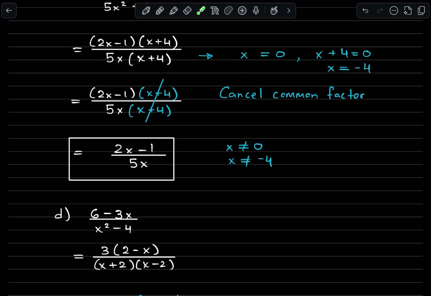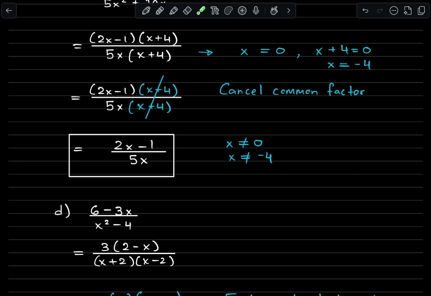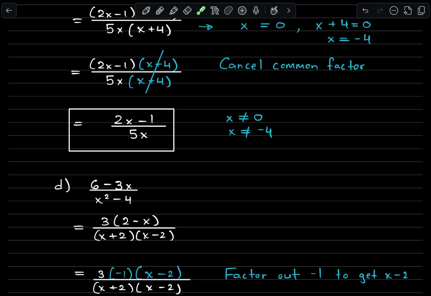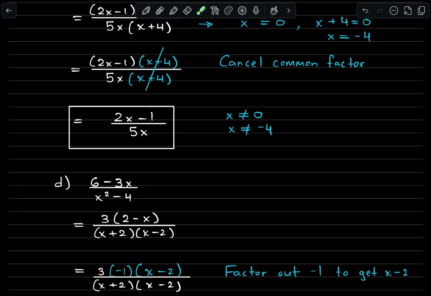Great. Now, as it is, it doesn't look like we can cancel anything out right away from the top and the bottom. However, if we factor a negative 1 out of the top, then we can actually flip the order of this subtraction. So we have a difference here that's 2 minus x. If we factor out a negative 1, that 2 becomes negative and the x becomes positive. So negative 2 plus x is the same thing as x minus 2.